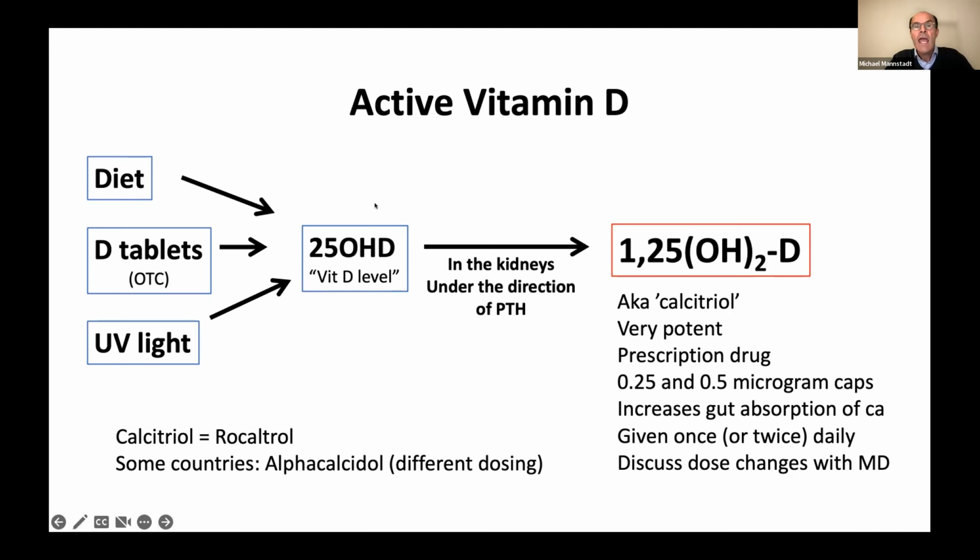And then if you have PTH, this 25-hydroxyvitamin D is turned into a very active component in the body by the direction of PTH, and that's also done in the kidneys, actually. And that is called 1,25-hydroxyvitamin D, because it's now hydroxylated in the 1 position also. And that's what is in calcitriol. That's a very potent drug or substance that increases the gut absorption of calcium, and is a prescription drug.